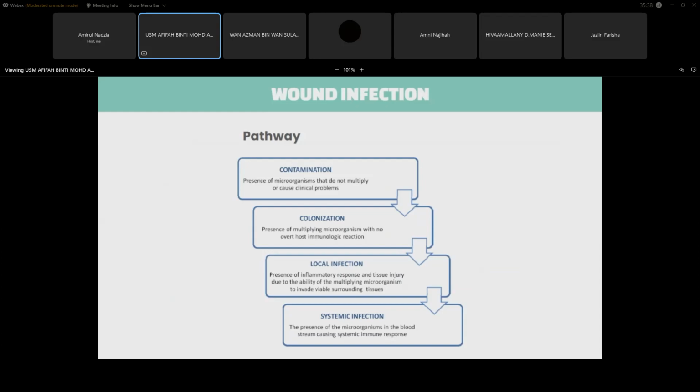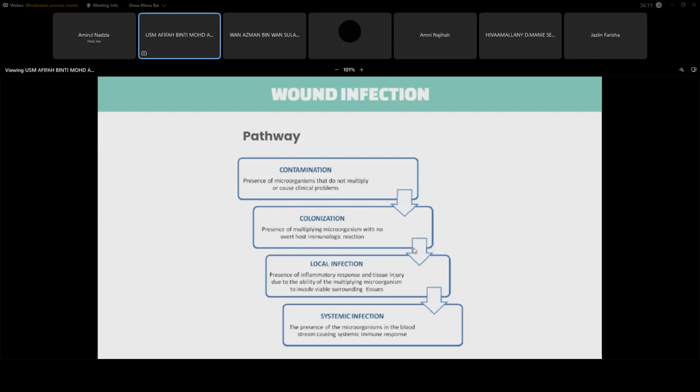Okay. And then a patient can also come with an infected wound, whereby the patient can present with pus, pain, and also malodor. So the pathway for wound infection starts with contamination, whereby there is presence of a microorganism. However, the microorganism does not cause any clinical problem yet. And then it will advance to colonization, where there will be presence of multiplying microorganisms. However, there is no host immunological reaction.